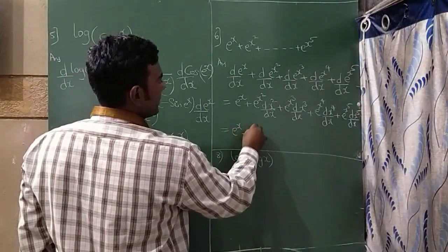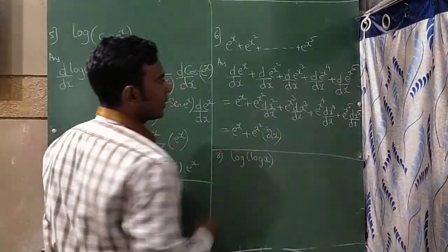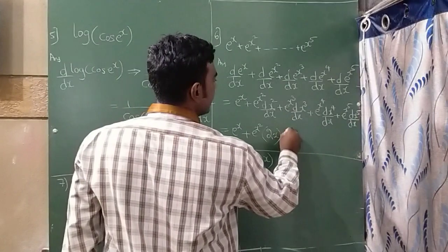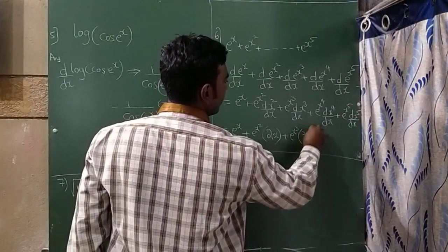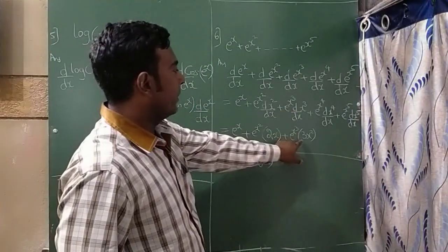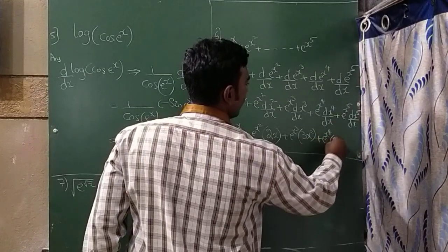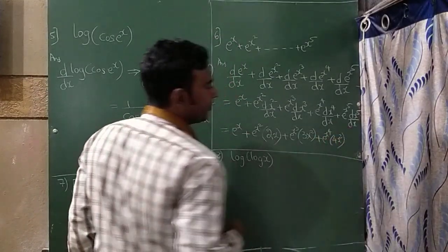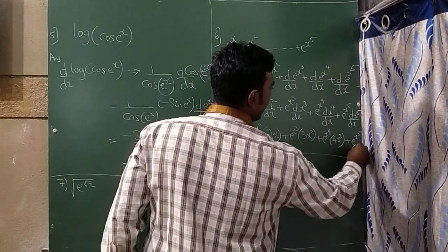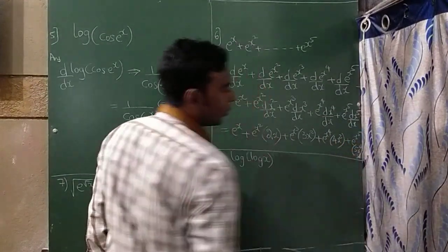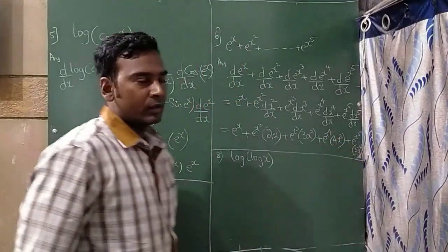Finally e raised to x square, d by dx of x square is 2x, and this is e raised to x cube, and this will become, by formula, 3x square. Now this e raised to x raised to 4, 4x cube, and the last one is plus e raised to x raised to 5, 5x raised to 4. E raised to x raised to 5 means 5x raised to 4.